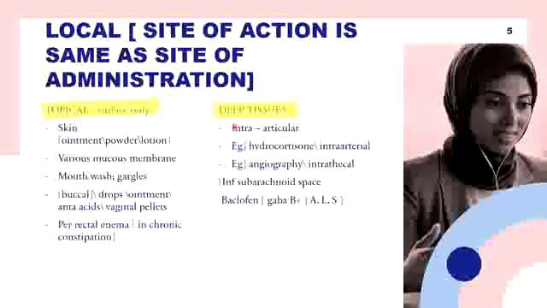Next, deep tissues. Intra-articular method: inside the joint we give, for example, hydrocortisone. Intra-arterial: inside the artery we give it, for example in angiography. Intrathecal: it is given into the subarachnoid space. An example is baclofen, which is given in spasticity.